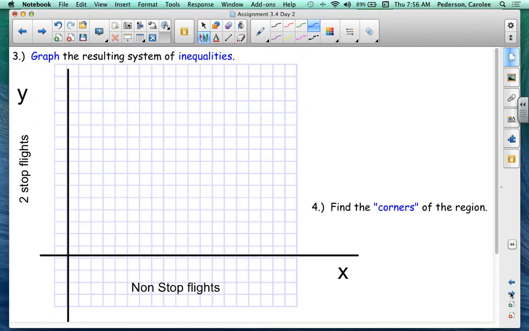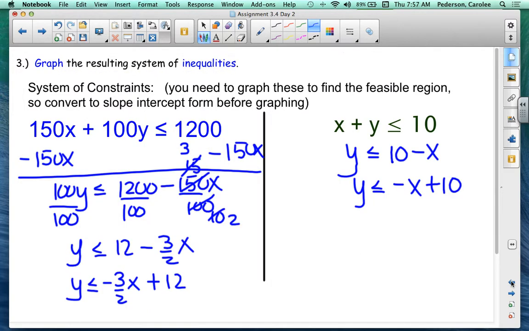Now we're going to graph these. One of the constraints was x has to be greater than or equal to 0 and y has to be greater than or equal to 0. What that does is it eliminates the other quadrants and it focuses on quadrant 1 only. No negative numbers.